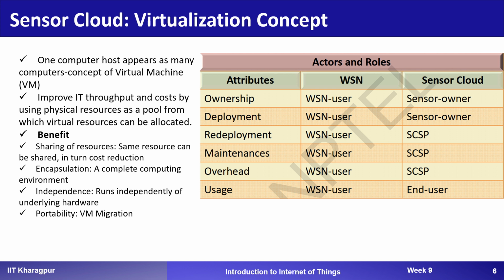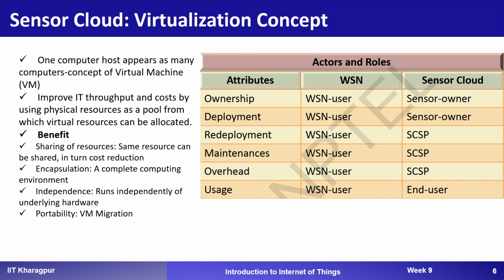Now, this table is showing the difference between wireless sensor networks and sensor cloud. As we know, in case of wireless sensor networks, there are basically three components. First one is the sensing component, second is the computing or processing component, and third is the component responsible for communication, right? So wireless sensor networks are used to sense the environment, and accordingly some analysis is performed on the sensed data, and then the decision is taken over that.